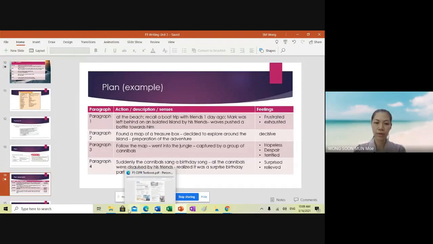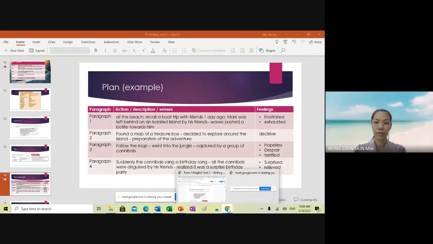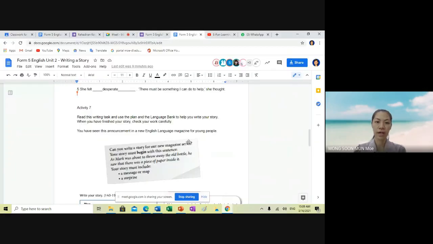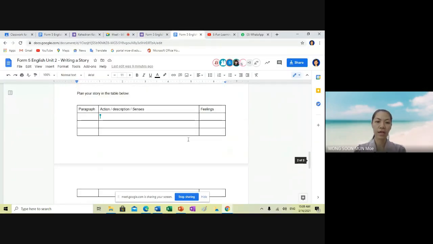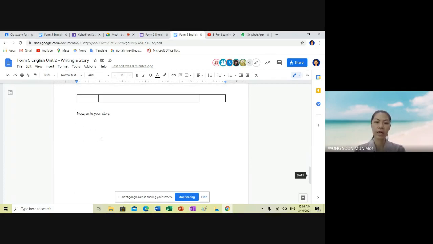Okay, you do it in your Google Doc. Where's the Google Doc just now? Okay, you do it in the Google Doc. You can plan your story in the table below, like what I did just now. You type the paragraph, you have action, description, senses, and the feelings. Now write your story.